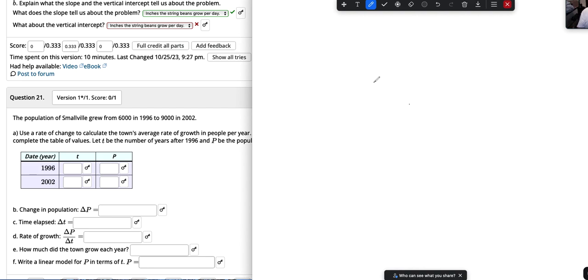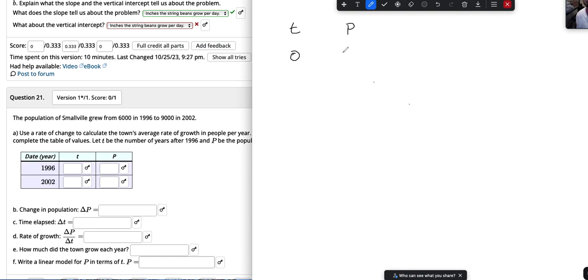So let me pop over here. So we're having T is our input, like this little chart is showing, and P is our output. But here, this is saying let T be the number of years after 1996. So what that does is it makes 1996 be 0. So that's what they're shooting for here.